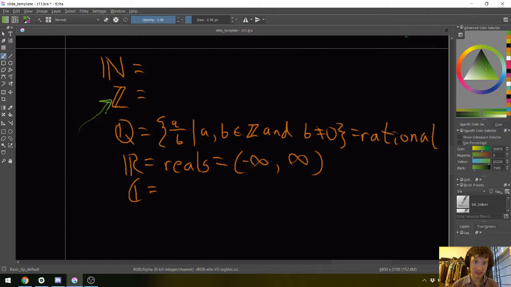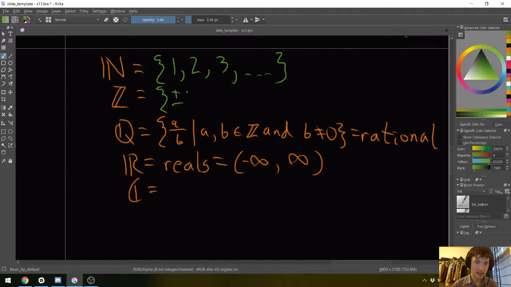Z from Zahl, the German for number. Do you remember what this one is? I believe that Z is the counting numbers. 1, 2, 3, etc. So that's N, the natural numbers. Oh, natural numbers, okay. So Z is -2, -1, 0, 1, 2, etc., I believe.